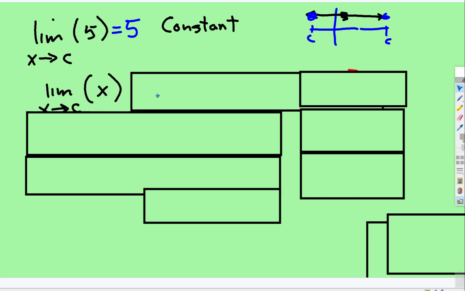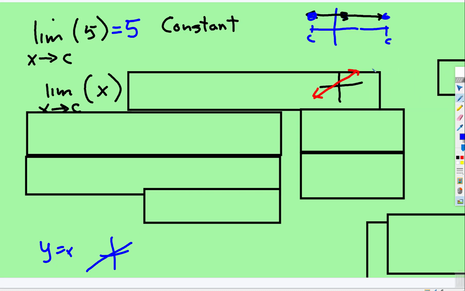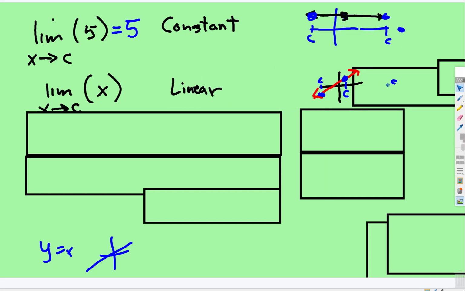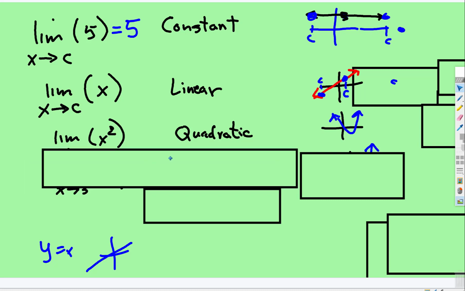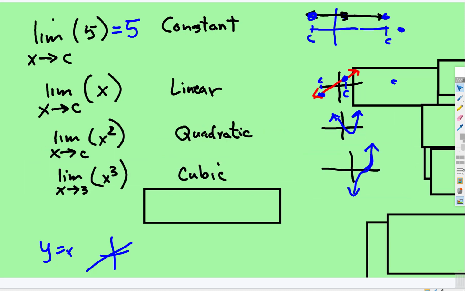The next type is just y is equal to x, a linear function. Remember, that's a diagonal line. Well, it's continuous, so it doesn't matter if your c is here, that's that height. If your c is here, there's a height. If your c is clear over here, your height would be up there someplace. Linear, constant, they're both types of polynomials. Quadratic, polynomial, continuous. A cubic, polynomial, continuous.